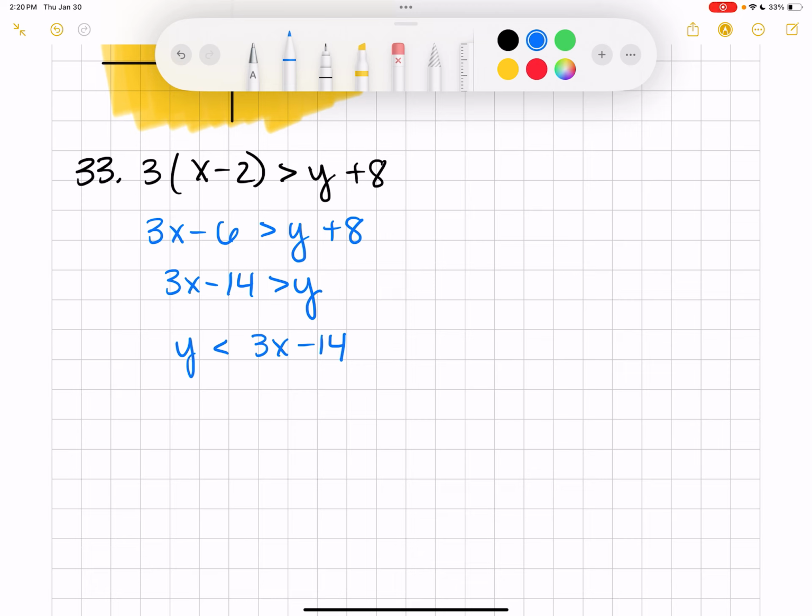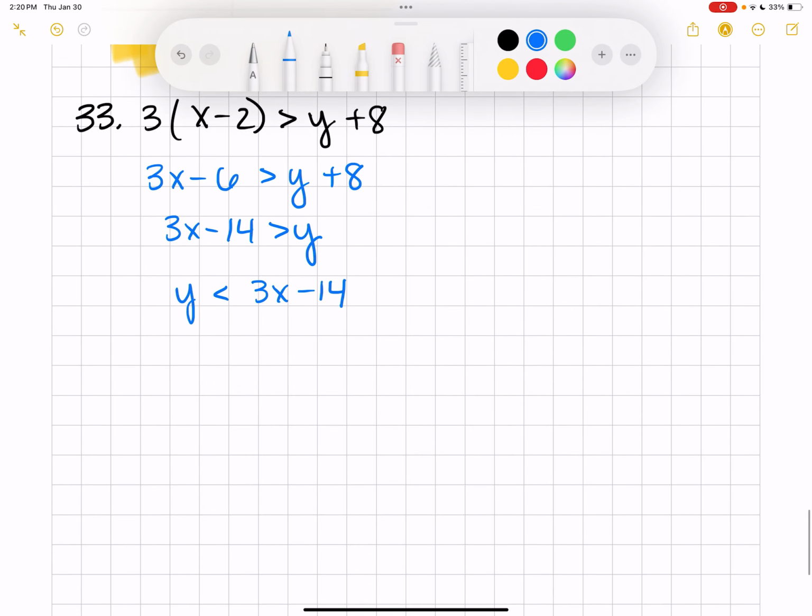All right, what did we get for y? Y is less than 3x minus 14. We agree? All right, so this should be where we're at. Now use that information and graph, and you probably are going to want to scale it a little different than normal just because that's kind of a big number.